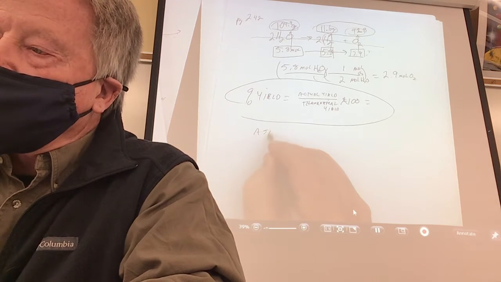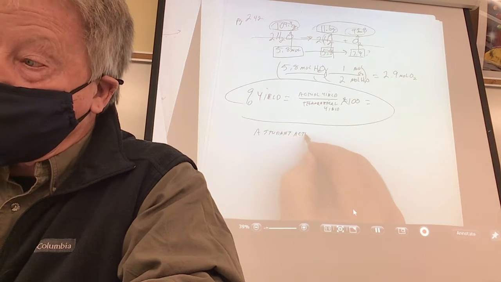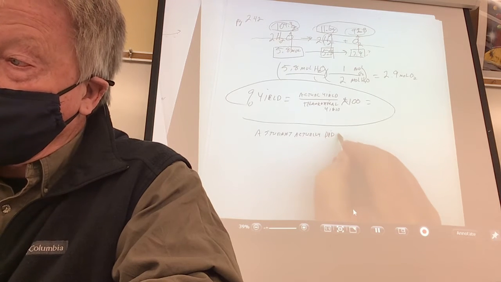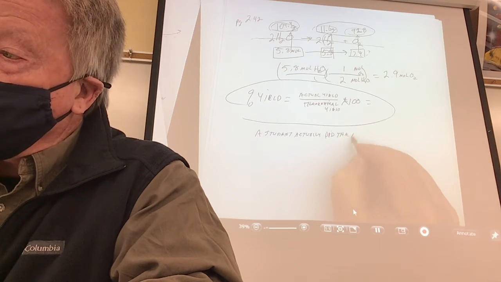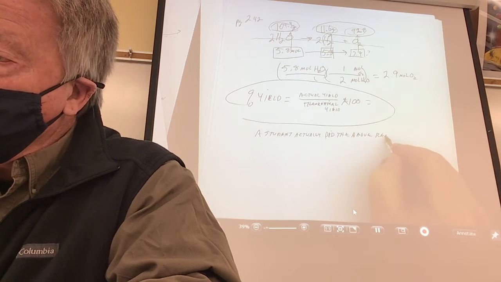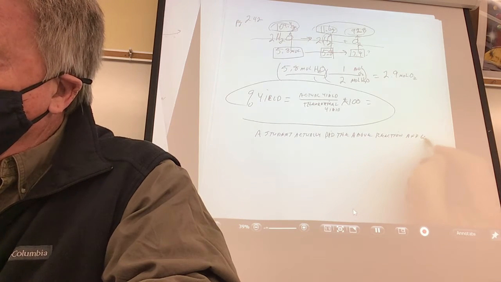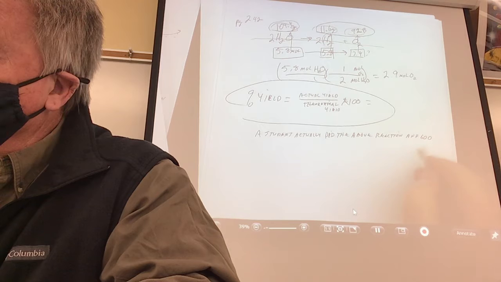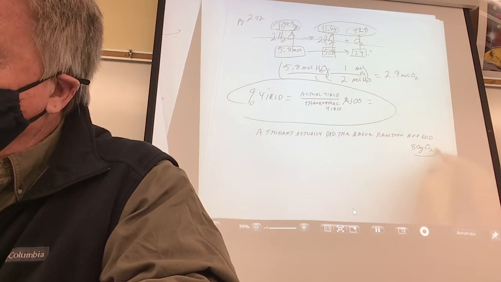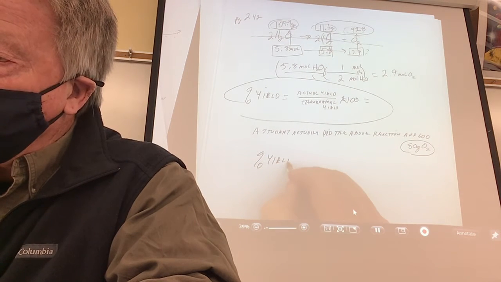A student actually did this reaction. They did the above experiment. And they got 80 grams of oxygen. What is their percent yield?